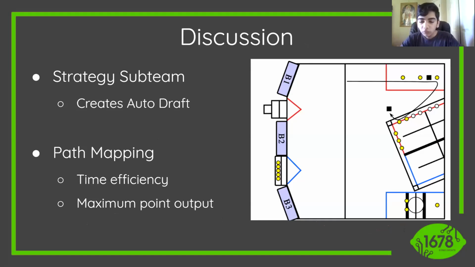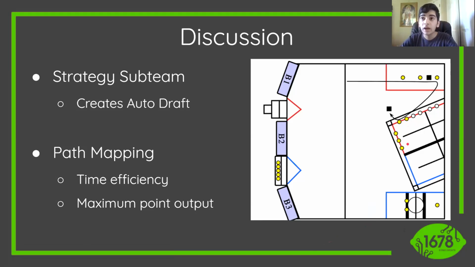So after we develop our point objectives, our strategy subteam creates an auto draft, right? What I mean by an auto draft is that we basically discuss a lot of the point objectives that we hope to actually complete within our match. This means that we have to observe what are possible openings, places in our auto where we have opportunity, and how to make the most of those opportunities to score as best as we can.